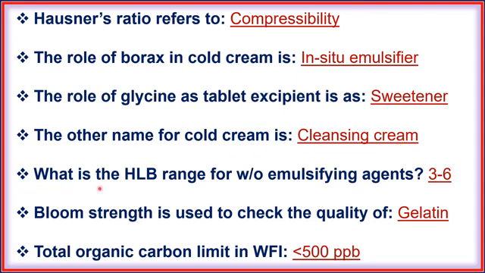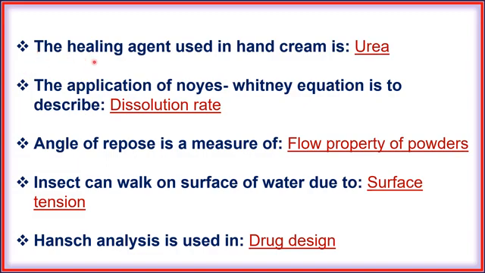Next, what is the HLB range for a W/O emulsifying agent? 3 to 6. Next, Bloom strength is used to check the quality of gelatin. Next, total organic carbon limit in water for injection is less than 500 ppb. Next, the healing agent used in hand cream is urea. Next, the Noyes-Whitney equation is used to describe dissolution rate. Next, angle of repose is a measure of flow property of powder.